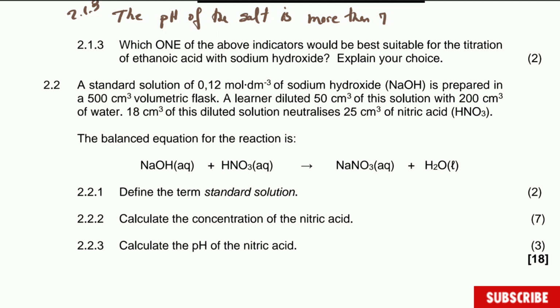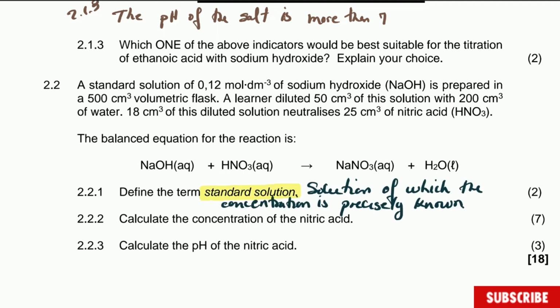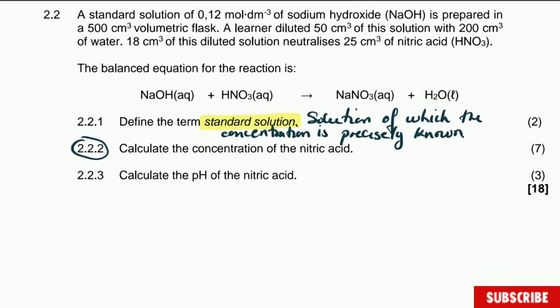Define the term standard solution. A standard solution is a solution of which the concentration is precisely known. Now this is the one that can give us problems. Calculate the concentration of the nitric acid. For this question, the first thing we are going to do is calculate the number of moles we have in the standard solution. We're going to solve that in the space for 2.2.2 because it's a lot of calculation.